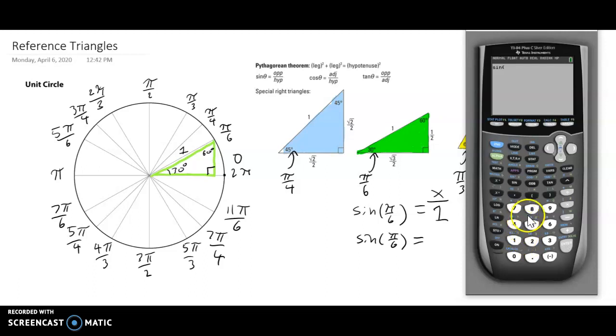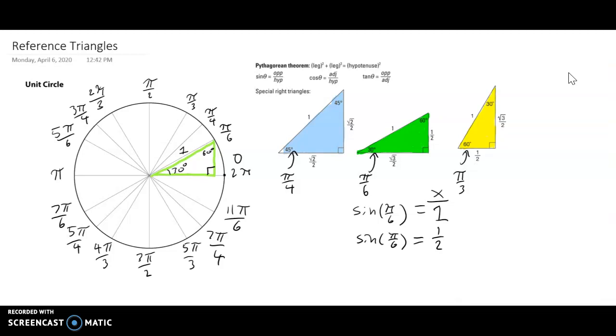And then I'll just do sine of, and then see the pi button. Where is it? There it is. Okay. Sine of pi over 6 equals 0.5, which is 1/2. So that's where this 1/2 right here comes from.